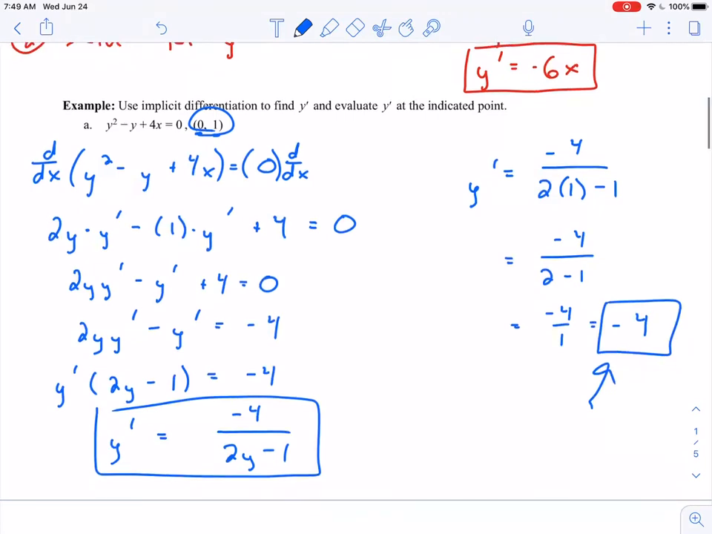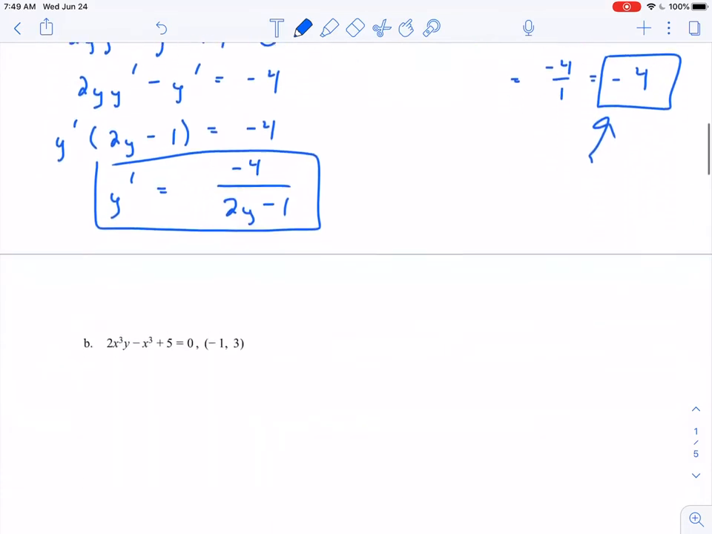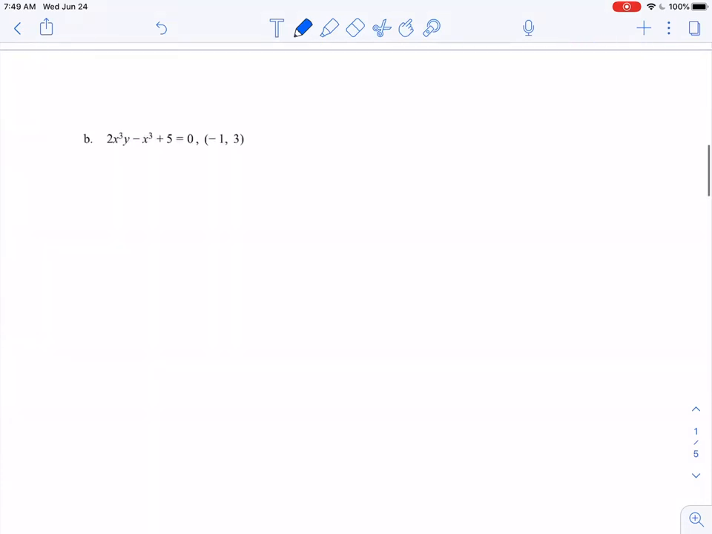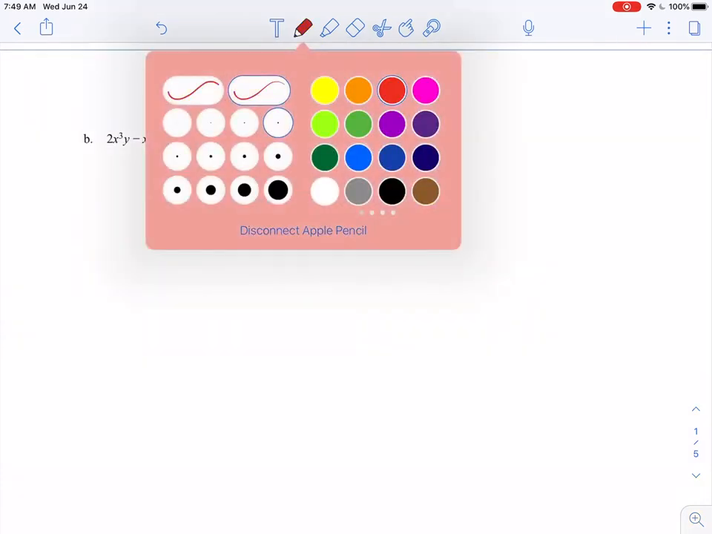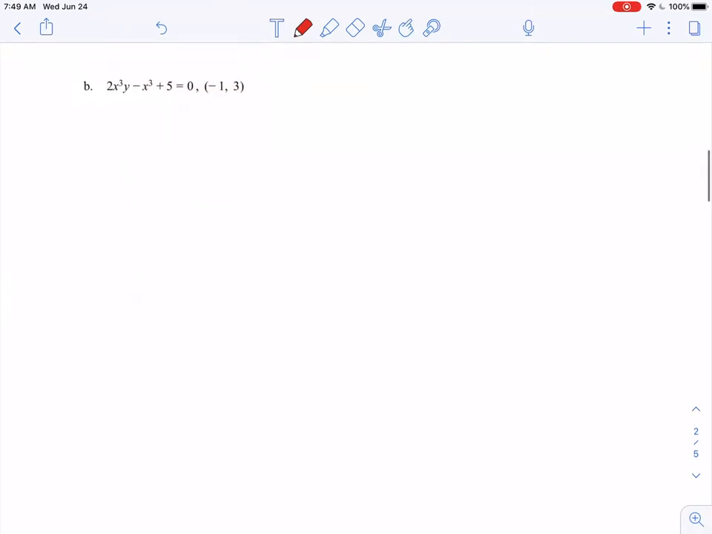All right, let's look at one more example here in this video. And this one's going to be a little bit trickier. Here I have 2x cubed y minus x cubed plus 5 is equal to 0. I want to find y prime and then evaluate y prime again at this point, -1, 3.